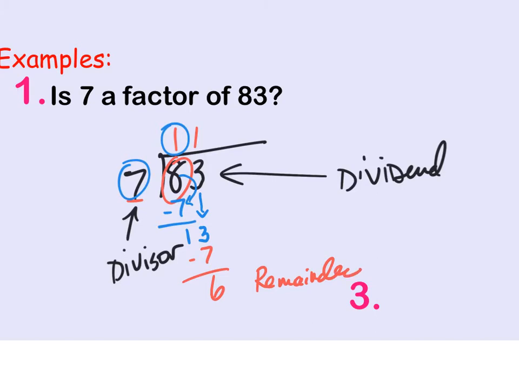Another way you could say it is that 7 times 11 plus 6 will make 83. I don't know if you ever knew that before. You just add the remainder and you'll get your 83. But it's off by 6. Okay? And the last thing you can do is you can make it a fraction.